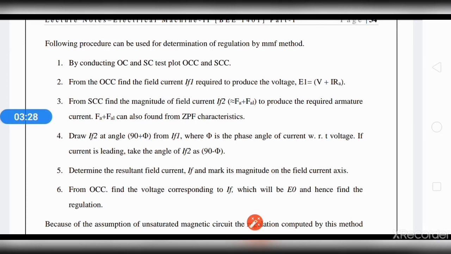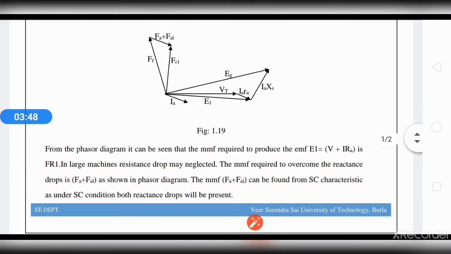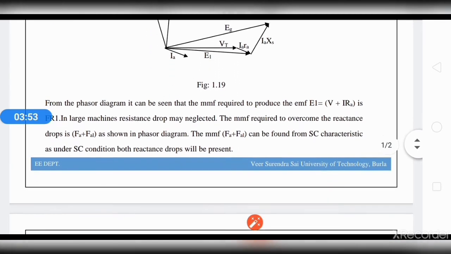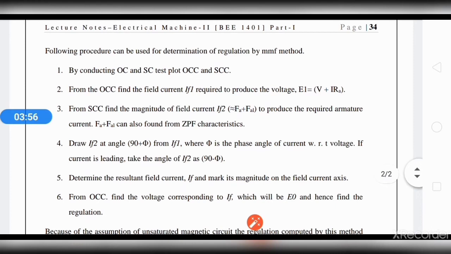FA plus FAL can also be found from the ZPF characteristic, or zero power factor characteristic. Draw the field current IF2 at an angle 90 plus phi from IF1, and phi is the phase angle of the current with respect to voltage. If the current is leading, take IF2 at 90 minus phi.